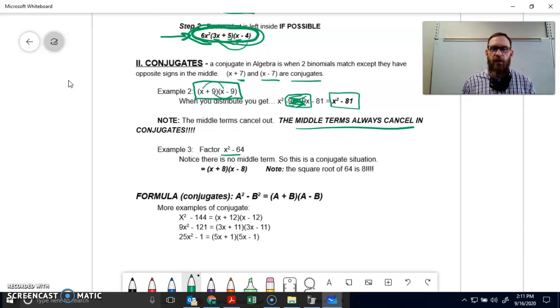Well, then how do I factor with something like that? Well, when I see a problem like x squared minus 64, I recognize there's no middle term. This has to be a conjugate situation, most likely. So I'm going to factor this into x and x. Factors of 64 are 8 and negative 8. Look, there's your conjugates. The 8 and negative 8 will cancel the middle term out. And so I get x plus 8, x minus 8. Notice the square root of 64 is 8. Square roots are going to play a role in these.